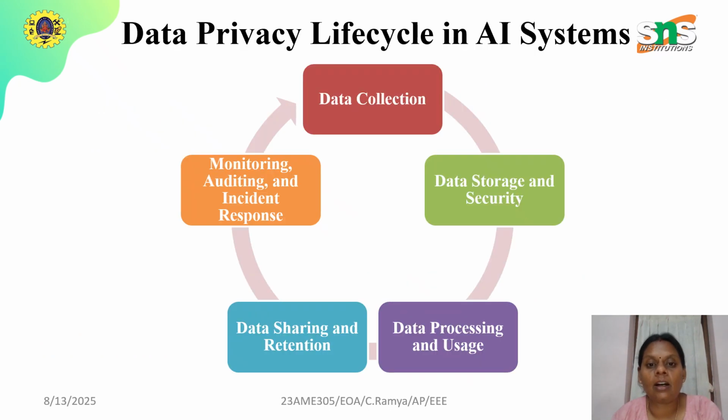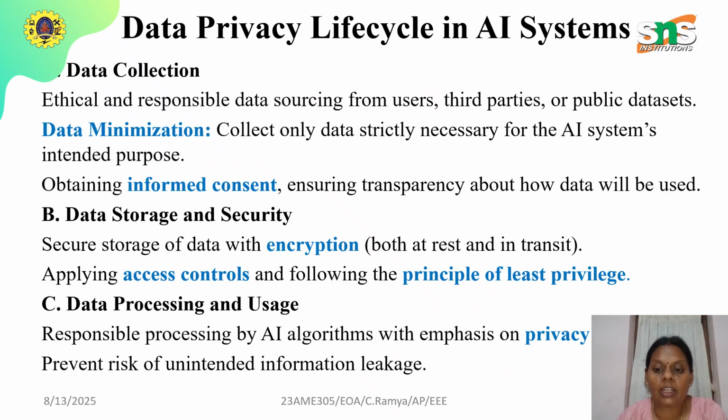And the next thing is the data privacy life cycle in AI. The data privacy life cycle covers the entire lifespan of AI systems, from data collection through storage, usage, sharing, and final deletion. So the first stage is data collection. Here in this stage we collect data ethically, and principles like data minimization ensure only the necessary data is gathered, and it is vital to obtain informed consent and also provide transparency about how the data will be used.